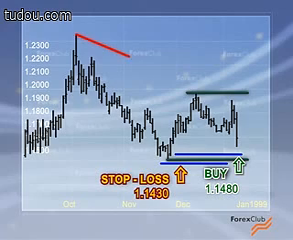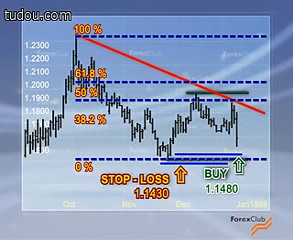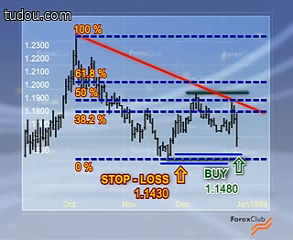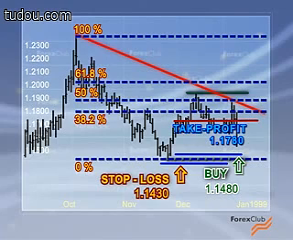The target can be identified with a resistance line or, as you can see in this example, the 38.2% correction level. This gives us a price of 1.1806. We take our zone into consideration and knock off 25 points, giving us a take profit of 1.1780.